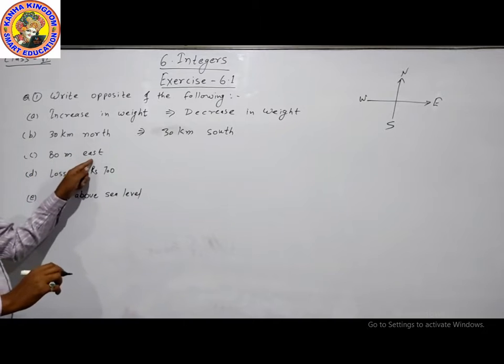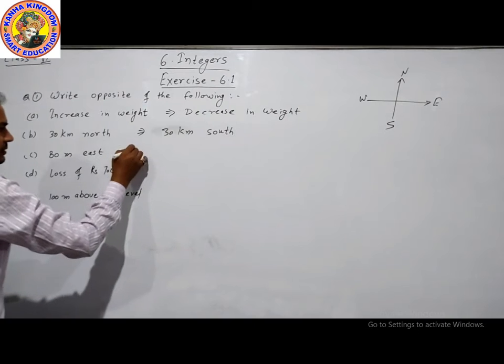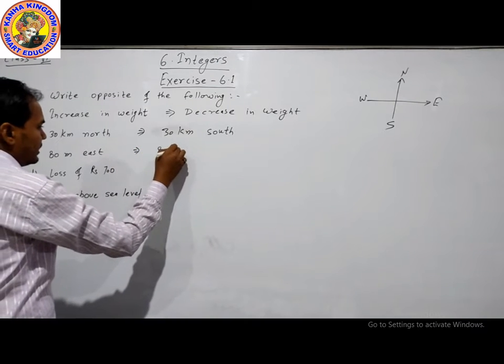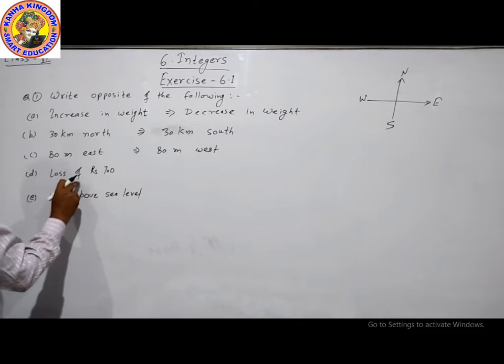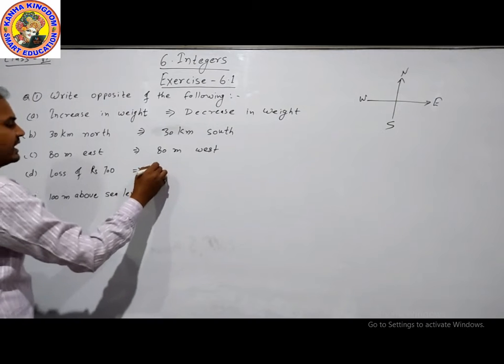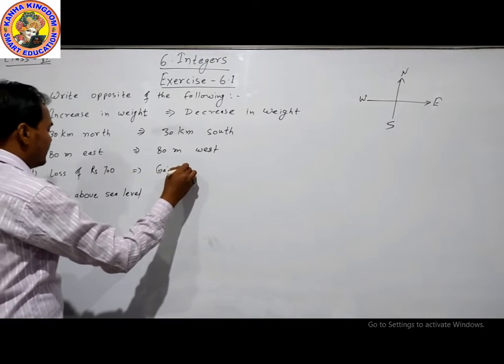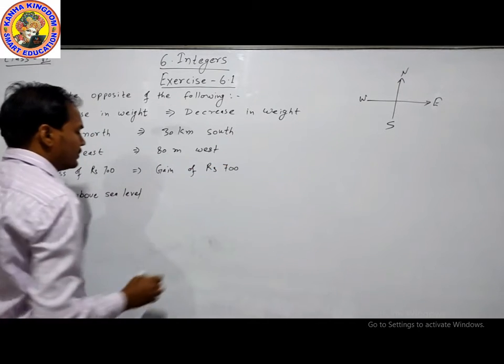80 meter east, the opposite of east is west. 80 meter west. Loss of rupees 700. The opposite of loss is gain or profit. Gain of rupees 700.